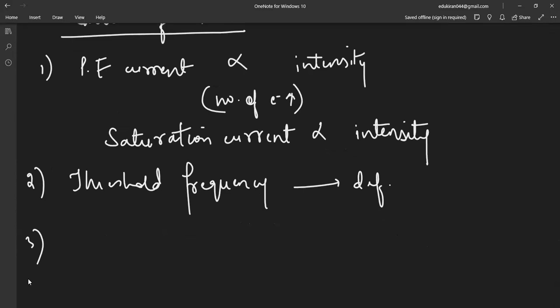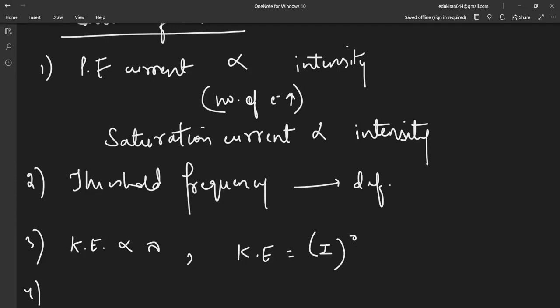Then this was observed, the graph that I plotted, that kinetic energy is directly proportional to frequency, but kinetic energy is independent of the intensity. It is not proportional to it. And last one, that the photoelectric emission is an instantaneous process.